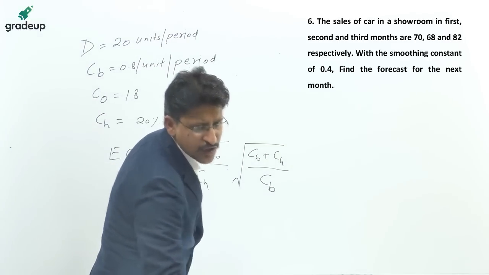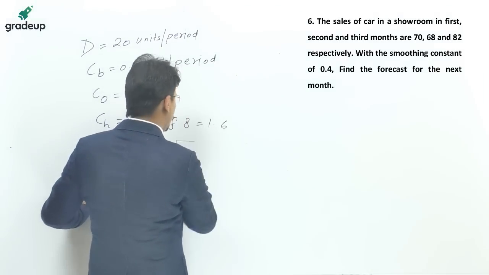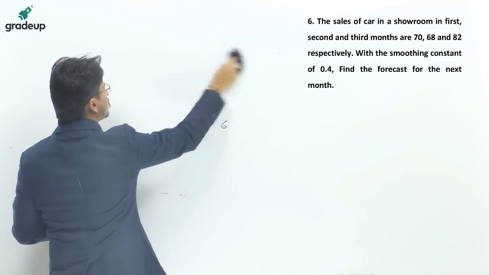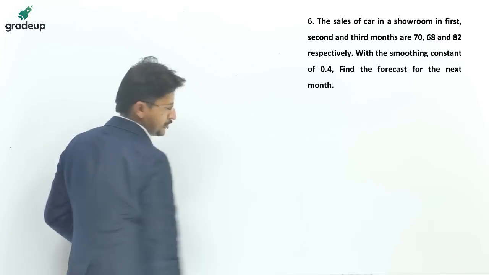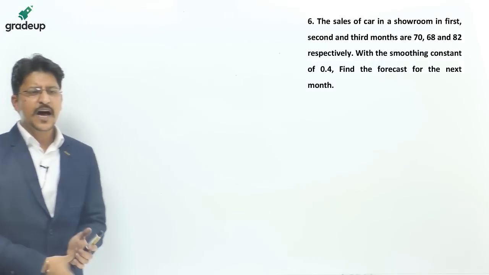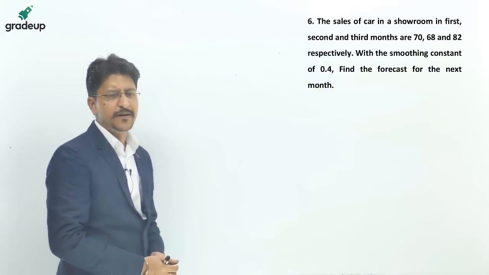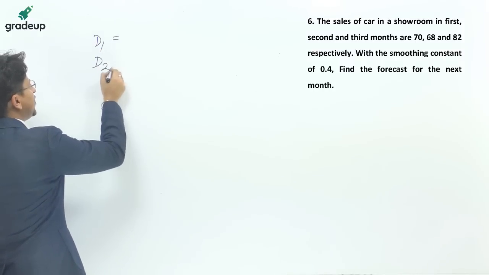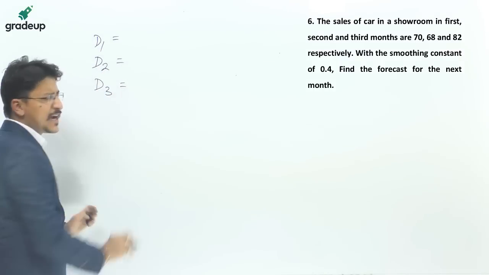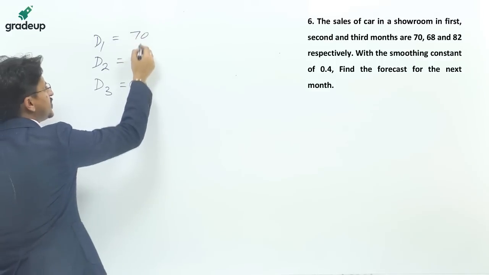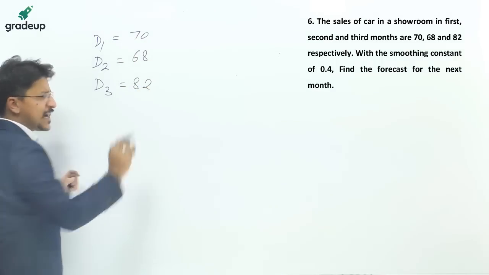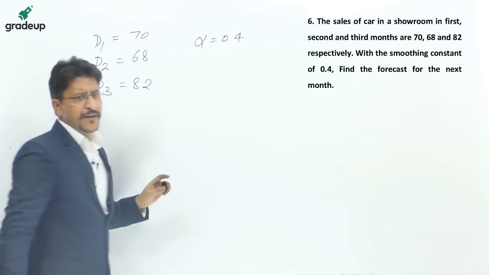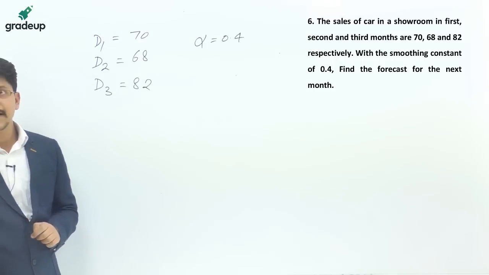Now read the last question. We are into the last question. That is the question of forecasting. Okay. Read it. The sale of a car in a showroom in first, second and third months are D1, D2, D3. These are the actual sales. That means these are the demands: 70, 68 and 82. The smoothing constant denoted by alpha is given as 0.4. We have to find out the forecast for the next month, that is the fourth month.